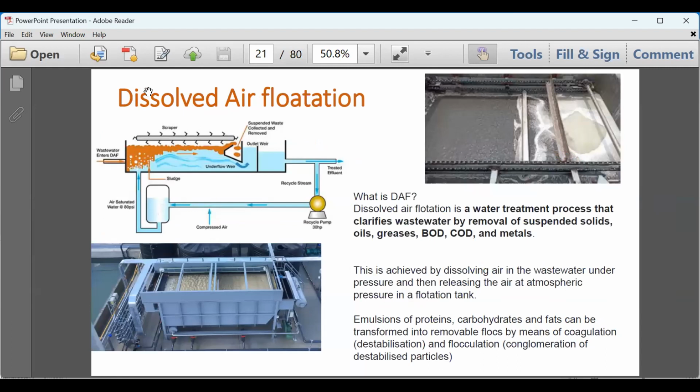Dissolved air flotation. Dissolved air flotation is used to remove oil and grease, suspended solids, sometimes BOD and COD, and some metals also. Diffuse pressurized air is supported to this process. By adding flocculant and coagulant, protein and carbohydrate also can be separated.